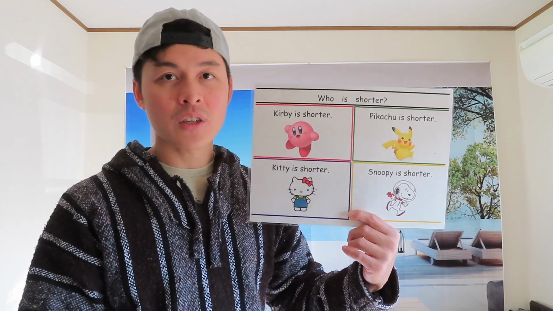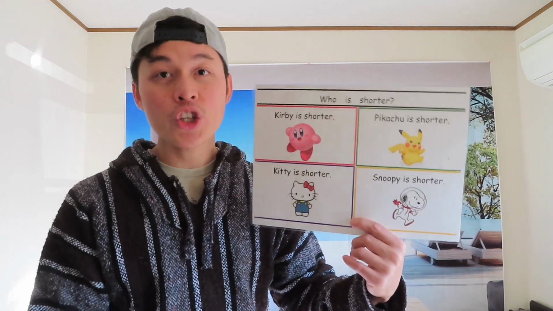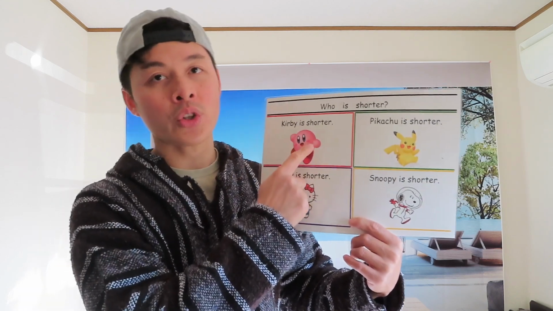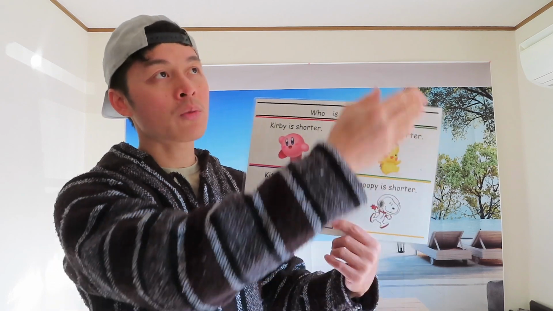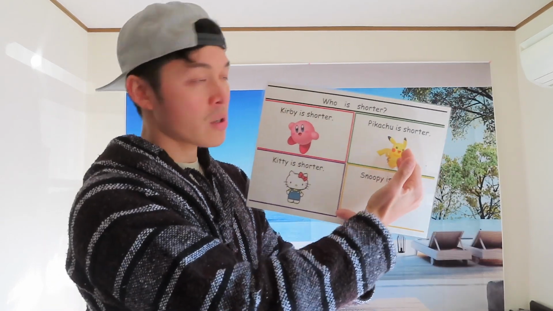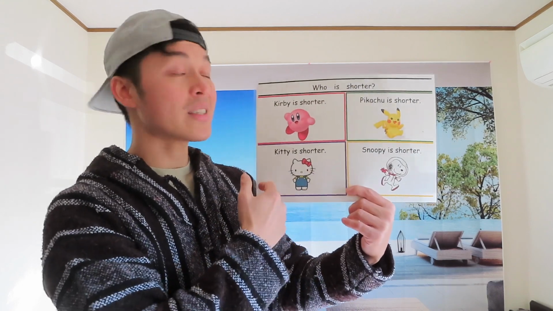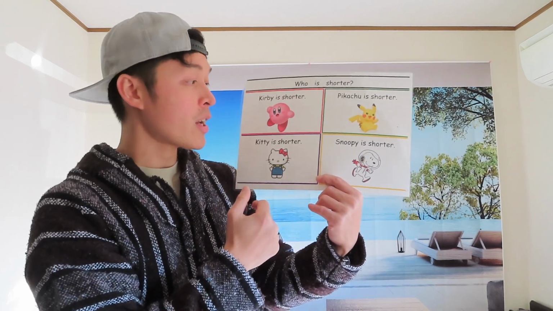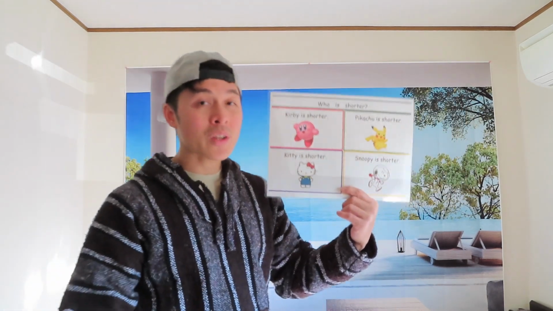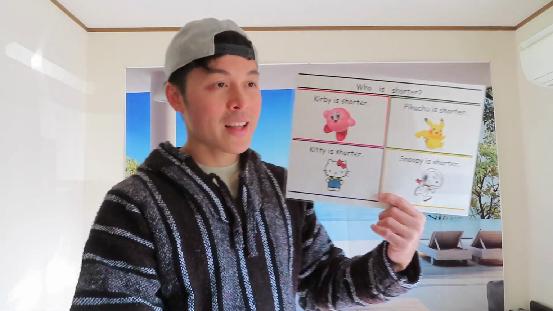It's an active conversation. And of course, if they say the answer, encourage them to say it in a sentence. So, I think Kirby is shorter. Okay, group 1 says Kirby is shorter. I think Pikachu is shorter. Okay, I think Kitty is shorter. Okay, I think Snoopy is shorter. Okay, that's fine. Alright, once they have decided, the next step is step 2.